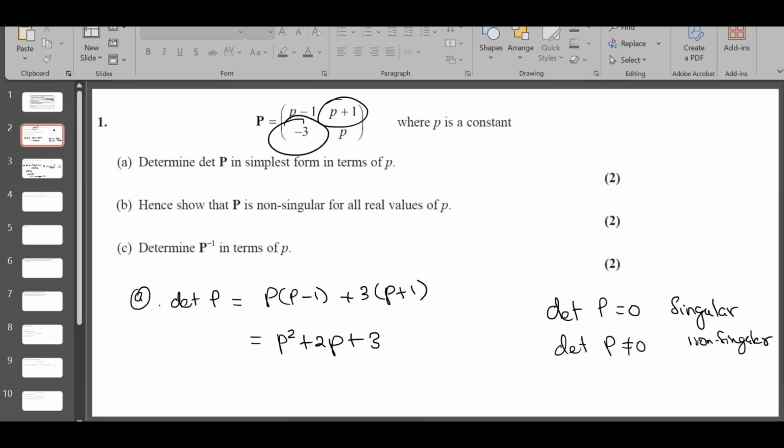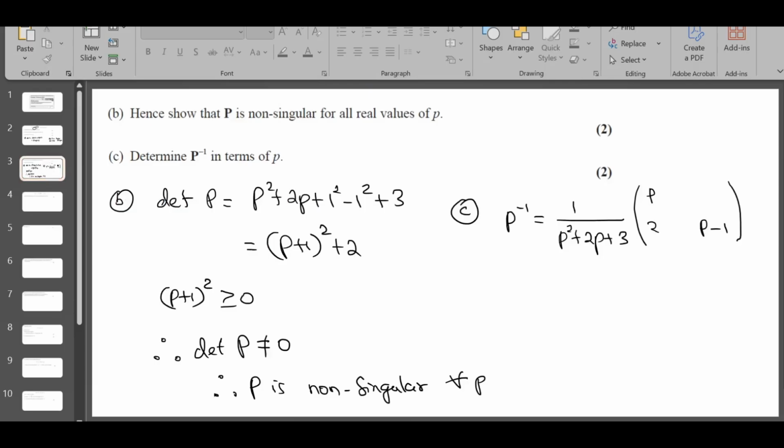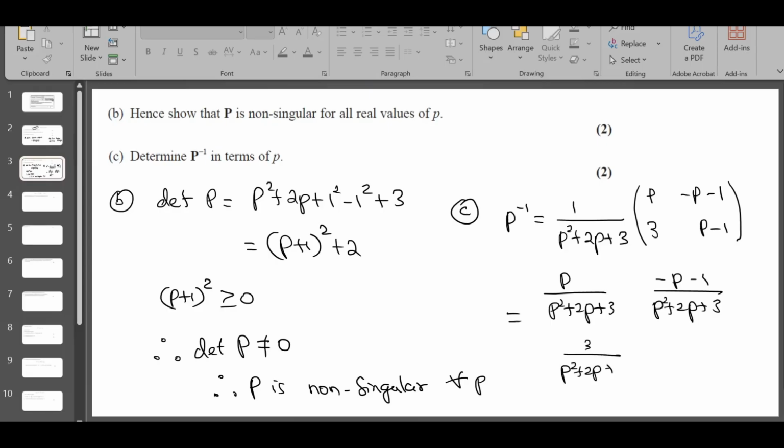Change minus 3 to plus 3. This P plus 1 becomes minus of P plus 1. So it's going to be plus 3 and minus of P plus 1, or minus P minus 1. So you can just divide each element by this determinant value. So P over P squared plus 2P plus 3, minus P minus 1 over P squared plus 2P plus 3, 3 over P squared plus 2P plus 3, P minus 1 over P squared plus 2P plus 3. That's the inverse matrix. That's all.